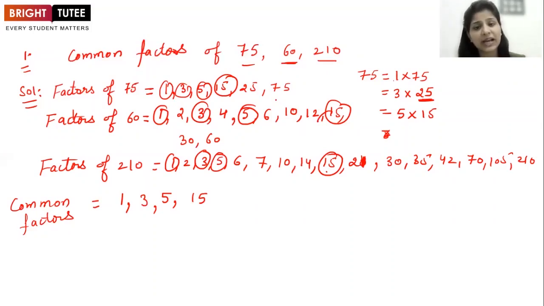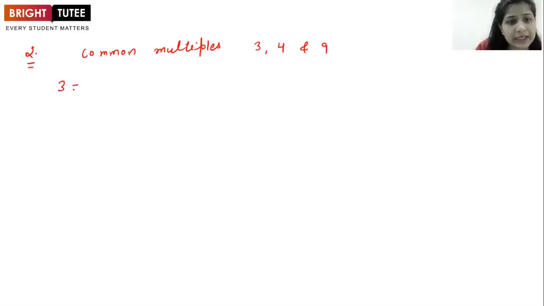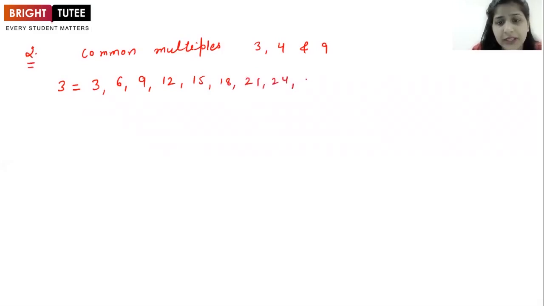Let's practice one more so that we are more clear about it. So we'll do now for common multiples. Students, now we will find out common multiples of the three numbers. Those numbers are 3, 4 and 9. So what is one way of doing it? We write the multiples of 3. That would be 3, 6, 9, 12, 15, 18, 21, 24, 27, 30, 33, 36 and so on.